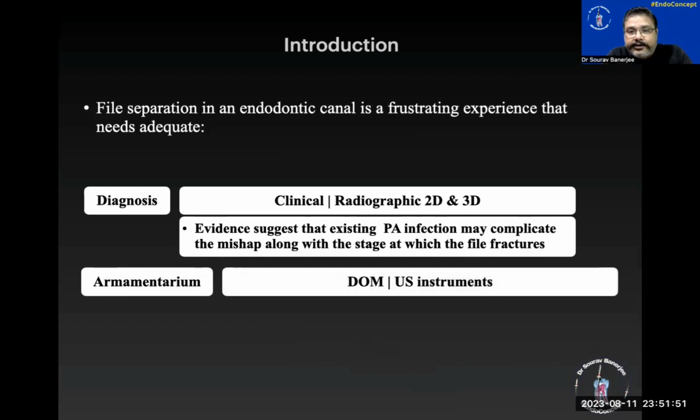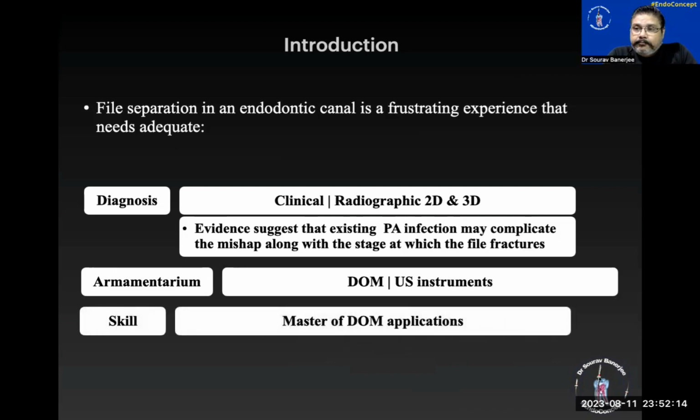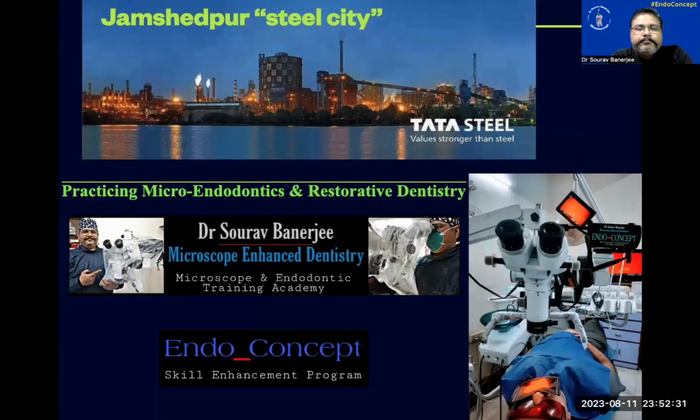Second comes the armamentarium. Yes, without armamentarium, a separated instrument, especially if you are contemplating retrieval, is not possible to manage. First of all, we need a dental operating microscope, and second, we need a number of ultrasonic instruments. The third thing is the skill. Obviously, if you have a dental operating microscope, you have to be a master of its application. That is paramount, at least when we are trying to retrieve the fragments. It is quite important.